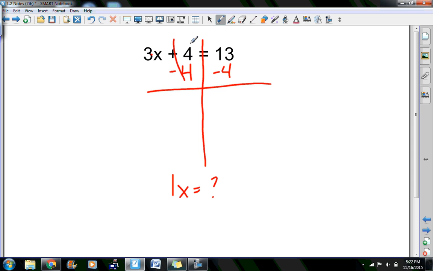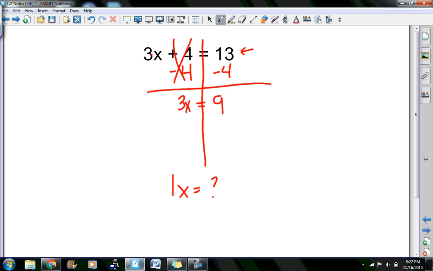What ends up happening is this becomes a 0, and the number on the right becomes a positive 9. If this value is 0, the only thing we care about on the left side of the equal sign is 3x, so 3x is equal to 9. This equation is still equivalent to the original equation we started with.